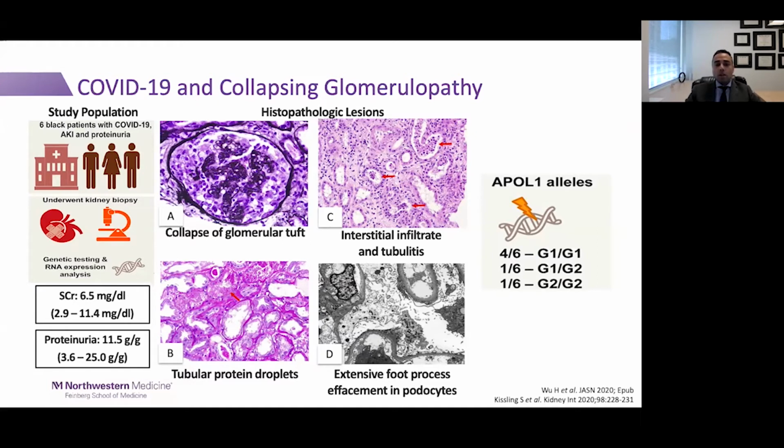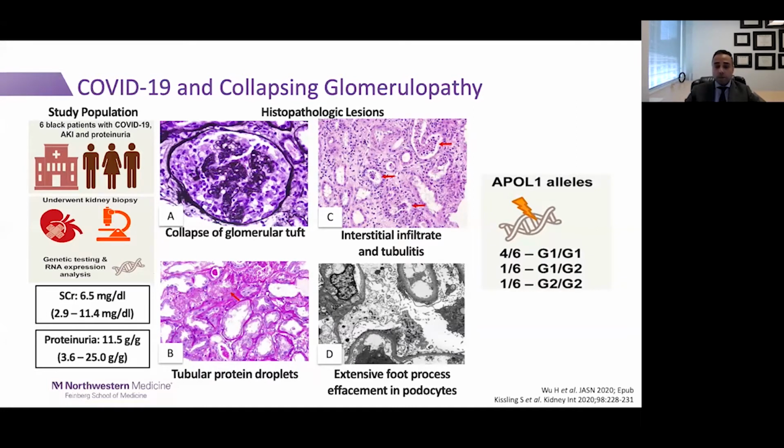So all these individuals underwent a kidney biopsy, and in panel A, they saw a collapsing of the glomerular tuft. This is a very classic finding for a collapsing glomerulopathy. And in panels B and C, you can see that they did in fact see tubular injury, as one would expect, with some degree of interstitial inflammation. And in panel D on electron microscopy, they saw extensive foot process effacement of the podocytes, which would explain the massive amounts of proteinuria.